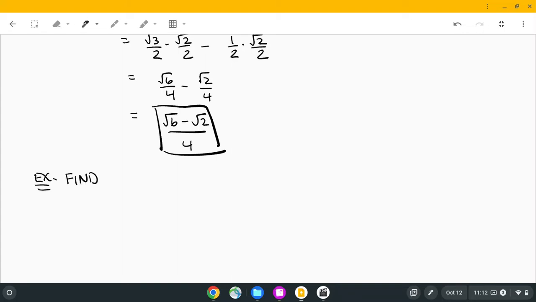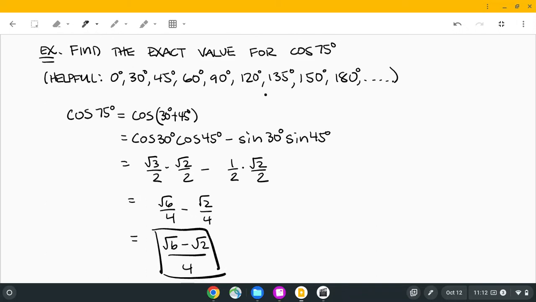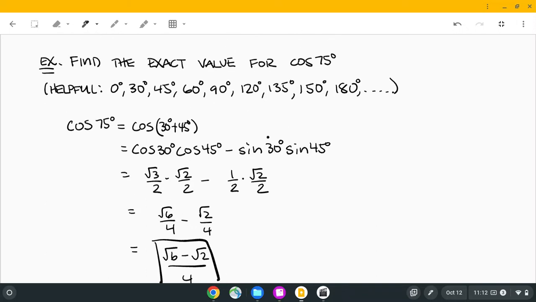Find the exact value of cosine 15 degrees. So 15 degrees is not one of the ones that we have memorized, but let's take a look at our list. Okay, so 15. I want to try to make 15 either by adding or subtracting two of these. And so here I see I have two choices. I can do 45 minus 30, or I can do 60 minus 45.